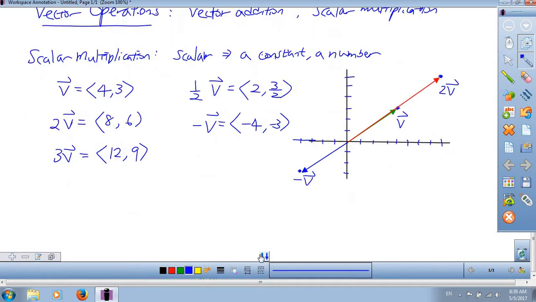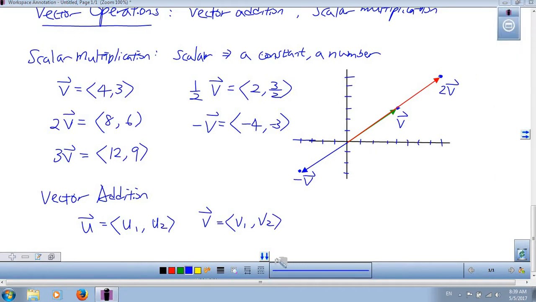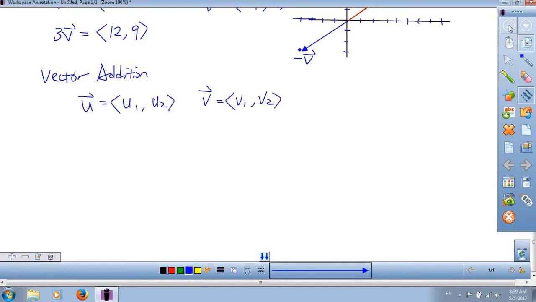All right. Now, let's talk about vector addition. Let's say we have vector u, which is u1, u2, and we want to add vector v, v1, v2. Well, there are several ways to add. Let me show you graphically, and let me show you algebraically.